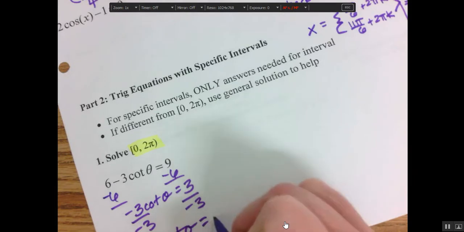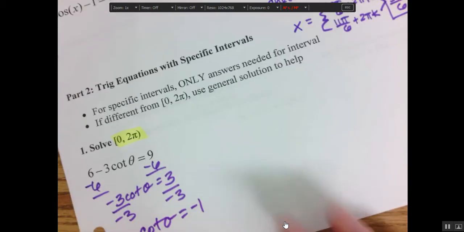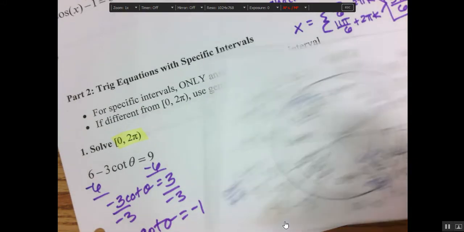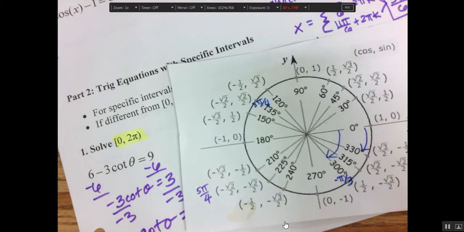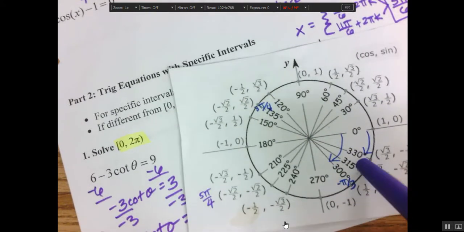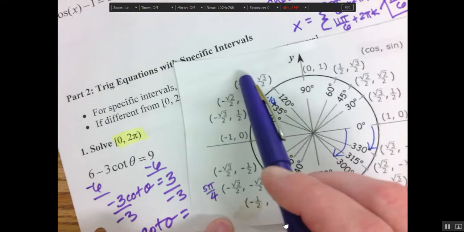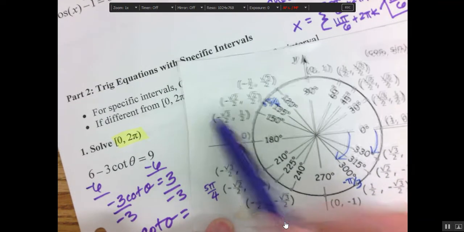All right, I got cotangent theta equals -1. Does that make sense? Yeah. Okay, and then cotangent is negative in which quadrants? 2 and 4. Very good. 2 and 4. So I need the y divided by the x to make -1. What angle should I be looking at?